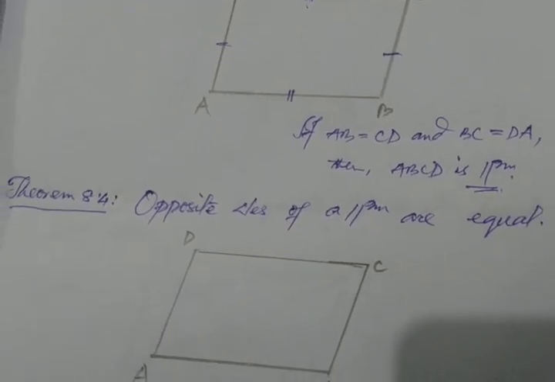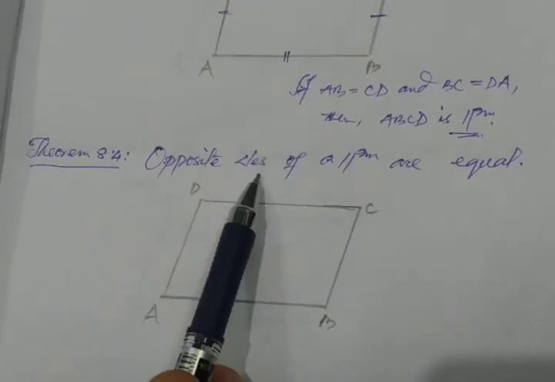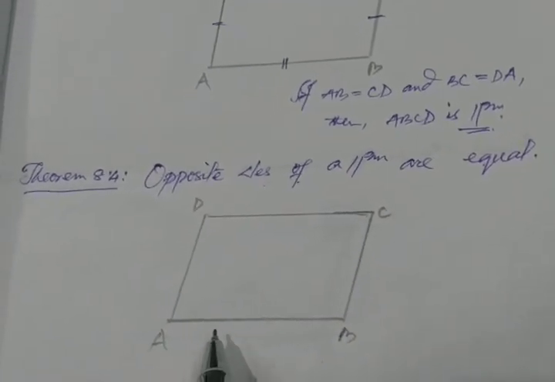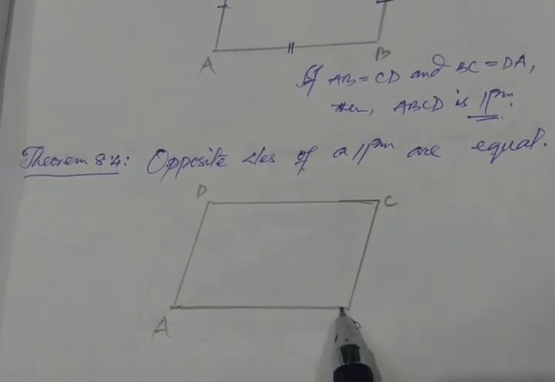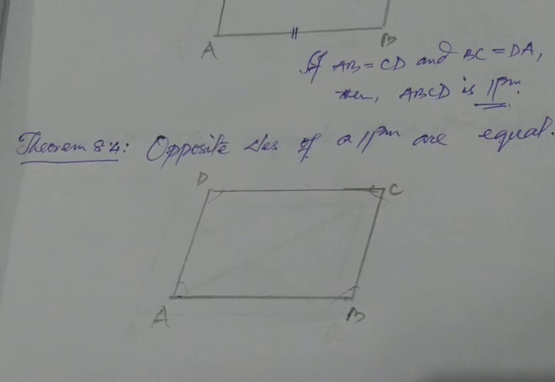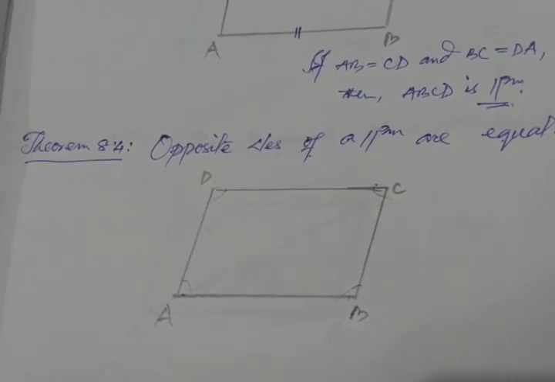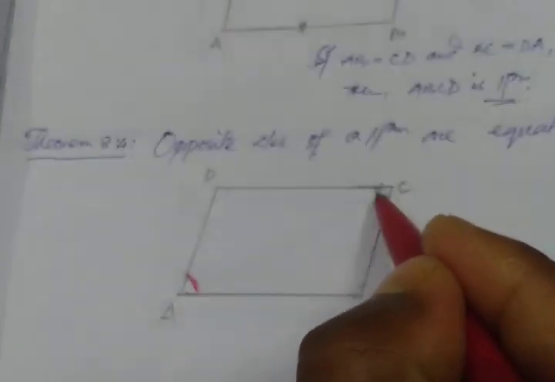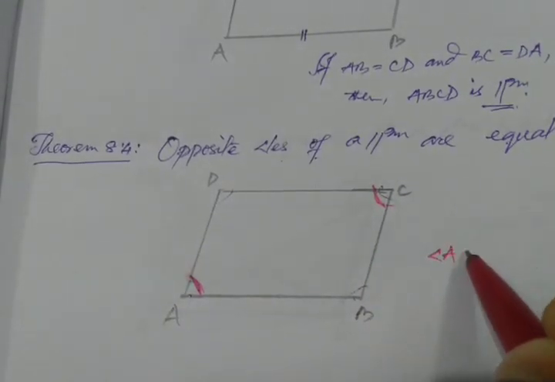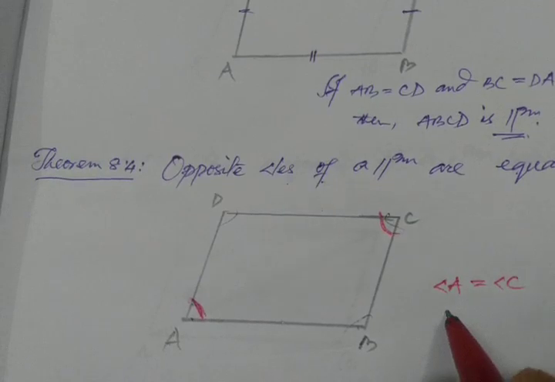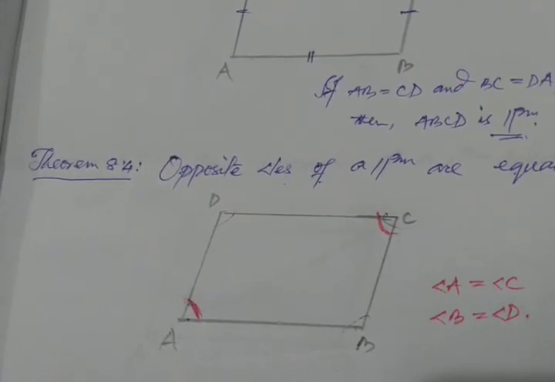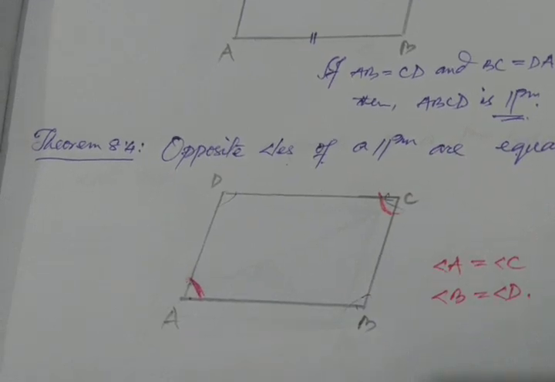Now theorem 8.4. Opposite angles of a parallelogram are equal. As we know, in a parallelogram we have four angles, that is A, B, C and D. Here the opposite angles are, to angle A the opposite is C. So angle A is equal to angle C and then angle B is equal to angle D. That is what theorem 8.4 says. Opposite angles are equal to each other.